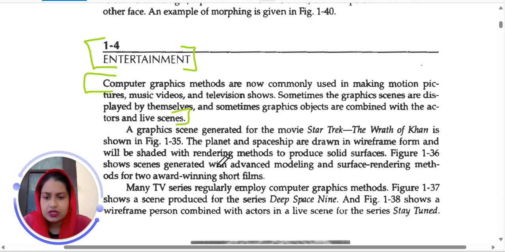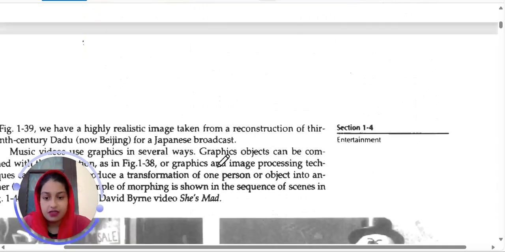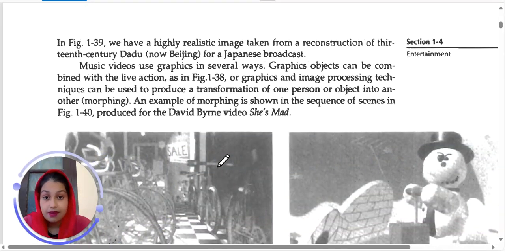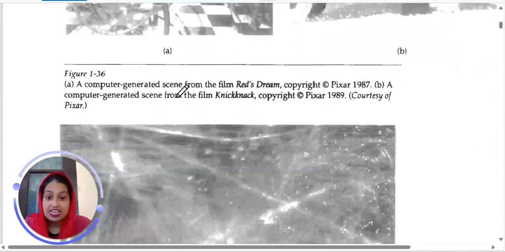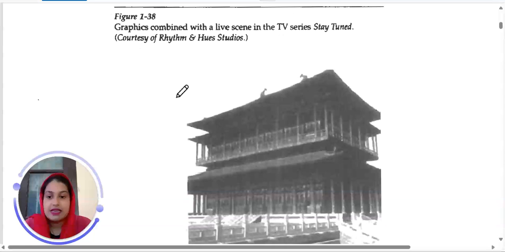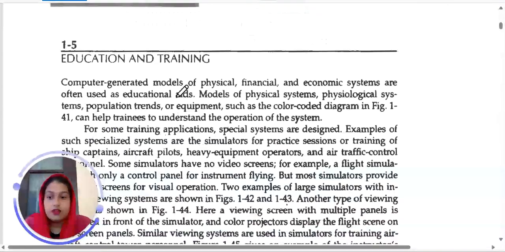Now, many TV series regularly employ computer graphic methods. It is used for entertainment purposes. Music videos use graphics in several ways. Graphic objects can be combined with live action. Even that is possible, and different examples are given again.